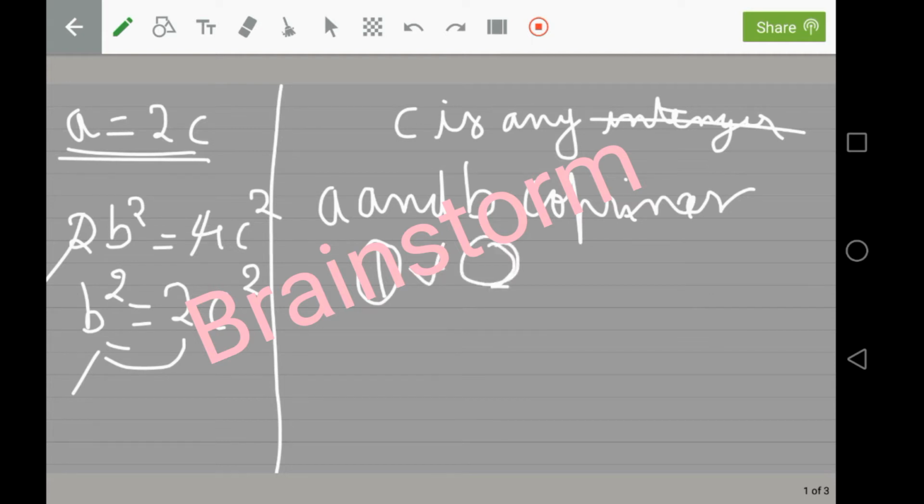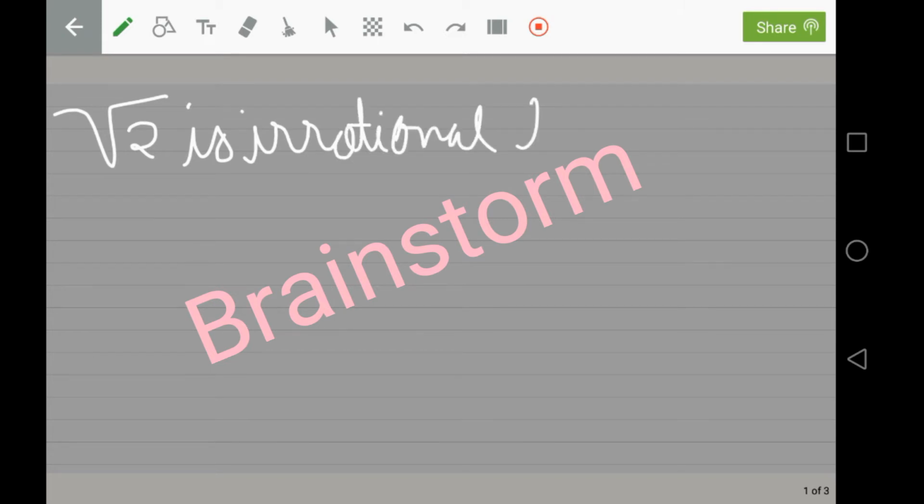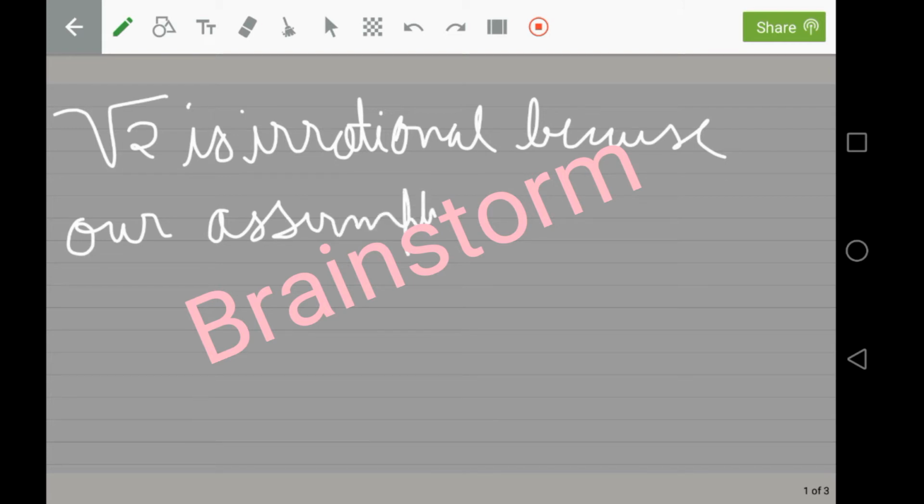Now the last statement we have to write is: this contradiction has arisen due to our incorrect assumption that root 2 is rational. So root 2 is irrational, because our assumption was wrong. So the last statement will be root 2 is irrational because our assumption was wrong. So this first question is done.